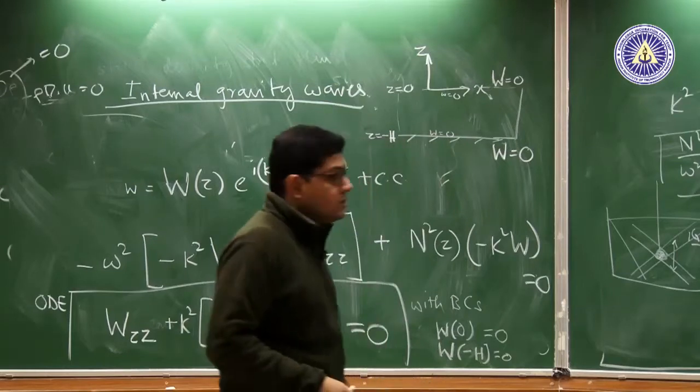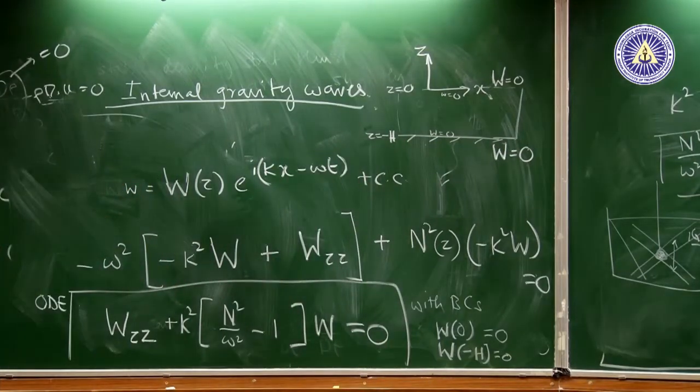What happens if N is 0? N square is 0, the equation does not look valid, because you cannot get an internal gravity wave when there is no density stratification, right.